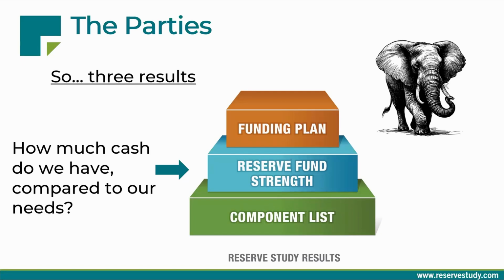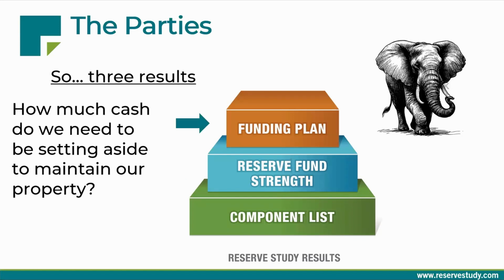Second part is reserve fund strength, where we calculate, okay, based on how much cash you have, how does that really match up? We have $500,000. Do we feel good about that or bad about that? That's kind of where we're going with that. And then the funding plan is based on that financial starting point: how much cash do we need to be setting aside on an ongoing basis from here to maintain our properties? We have the right cash at the right time. So those are how those three things are going to work together. If all you care about is the budget number, then maybe you don't look at the other two.